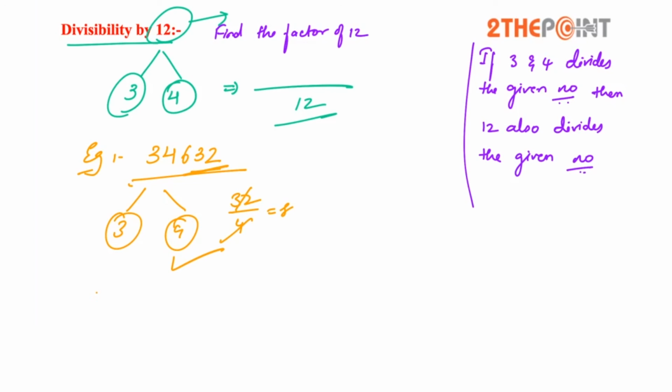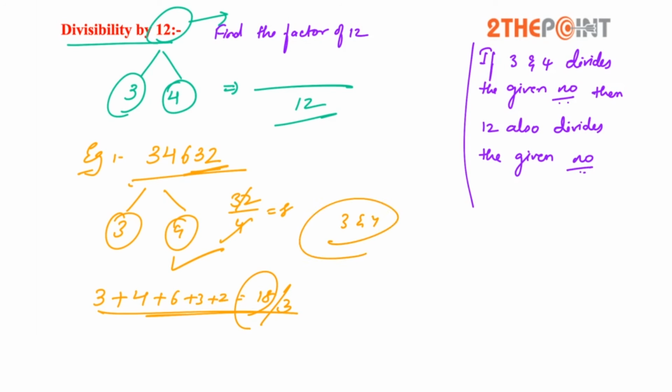And check for 3. The sum of the digits 3 plus 4 plus 6 plus 3 plus 2 is nothing but 18. 18 is divisible by 3. Since 3 and 4 both divide the given number, 12 is also said to divide the given number. Similarly, for any bigger number, let's take 14, 15, 20, 24 and so on, you can find the factors and check for the divisibility.